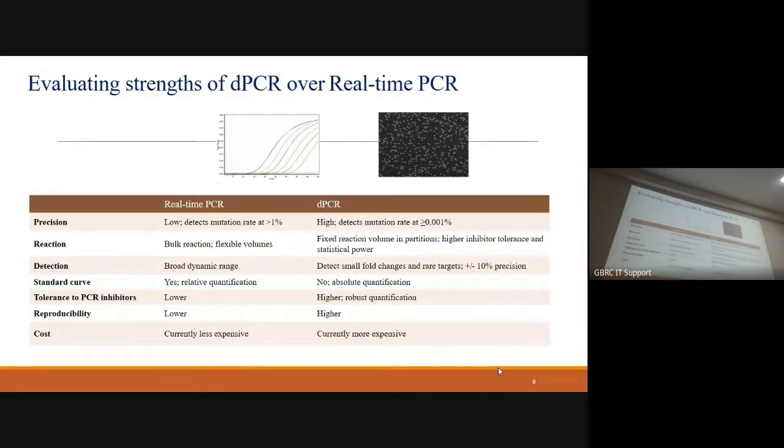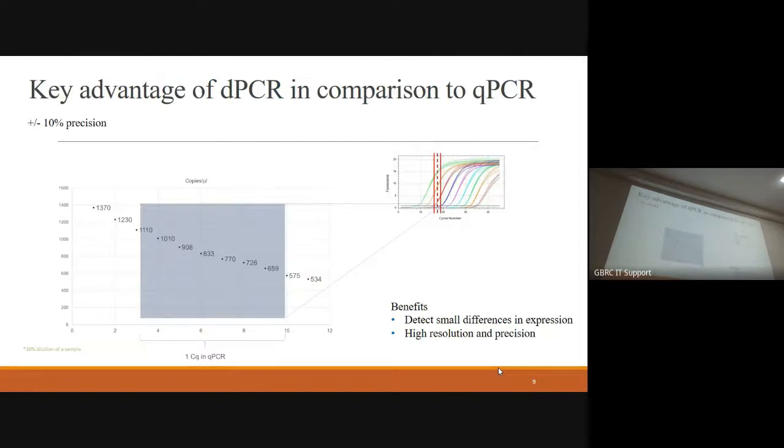So what are the strengths? Here the precision is lower compared to digital PCR for real-time PCR. The detection, I will cover in the next slide. It can detect small fold changes also. Yes, here you do not require any standard curve. Here you require a standard curve. The PCR inhibitor tolerance is higher, reproducibility is higher, and cost, obviously, is more expensive than RT-PCR.